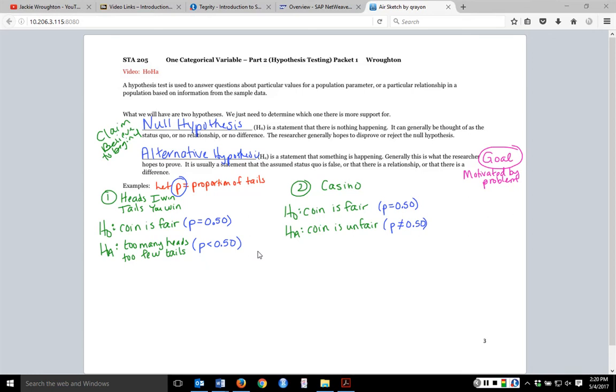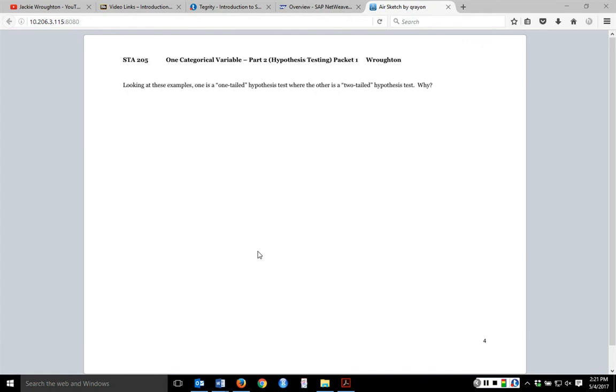Alright, so we're going to work with these two examples and kind of compare and contrast them. One of them is what's called a one-tailed hypothesis test, and one's what's called a two-tailed. So we're going to talk about what that terminology actually means and sort of why it's labeled that way. So let's look back at our example 1. And since it's on the previous page, I'll go ahead and write it here. So that's where our P was 0.5. And the alternative is that it was less than 0.5.